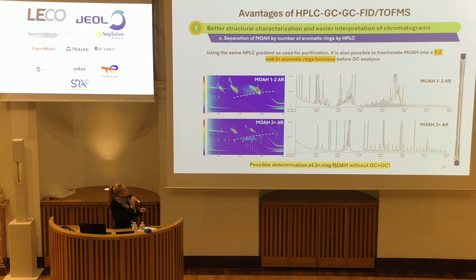Then third point, which helps also for a better characterization, is that using the same HPLC elution as used for purification, we can separate MOAH in number of rings. So you can get a fraction with MOAH with 1 and 2 aromatic rings, and a fraction with MOAH with 3 and more aromatic rings. So since this separation is performed physically, you can then inject it into the 1D system, and so you can determine the amount of 3 and plus MOAH without being so much dependent on a GC times GC system.